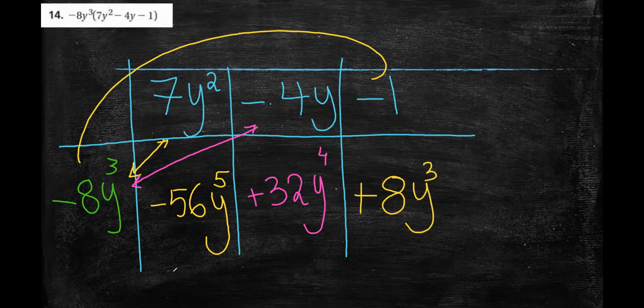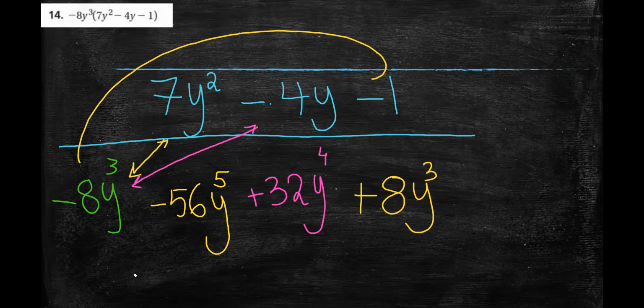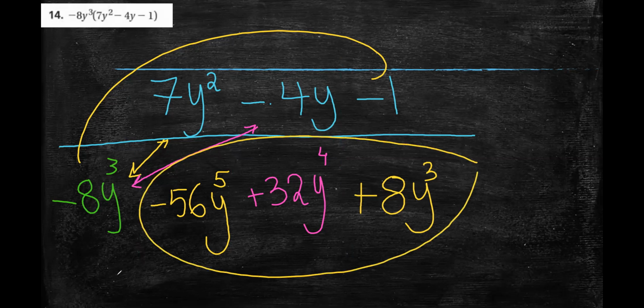So then the final answer is negative 56y raised to the power 5 plus 32y raised to the power 4 plus 8y cubed. This is a way how we can multiply using a table. Now let's multiply it vertically.